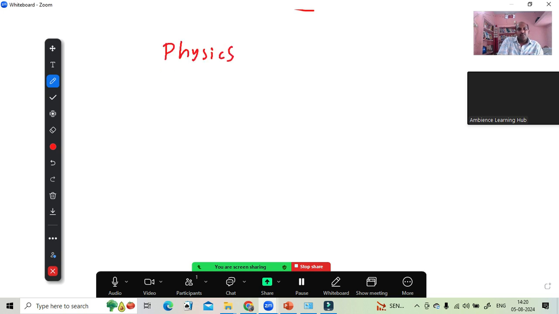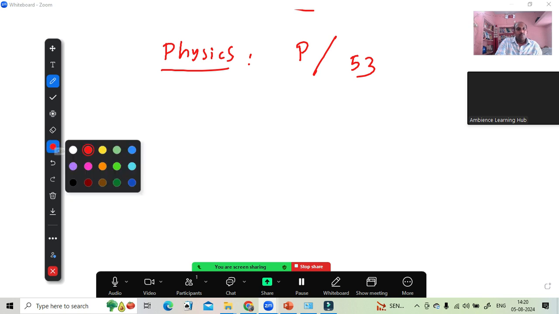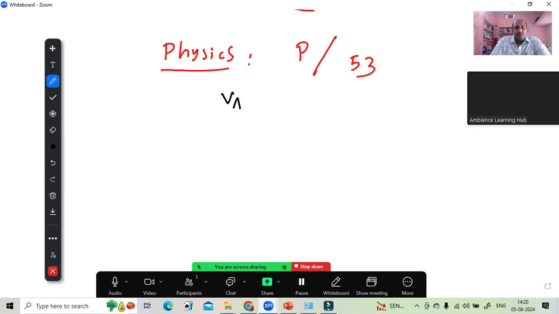So physics problem number 53. Two objects A and B are moving towards each other with velocities. The velocity of A is equal to 10 meter per second and the velocity of B is equal to 12 meter per second.